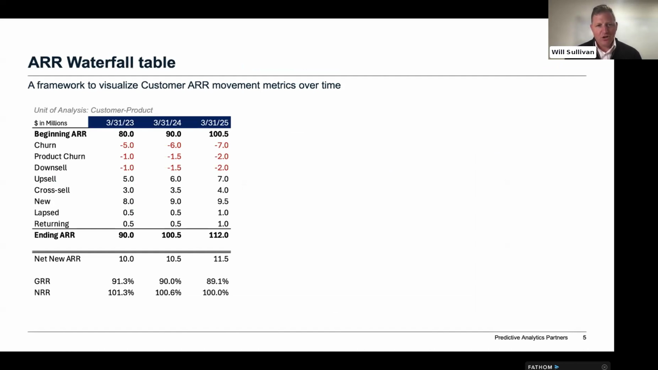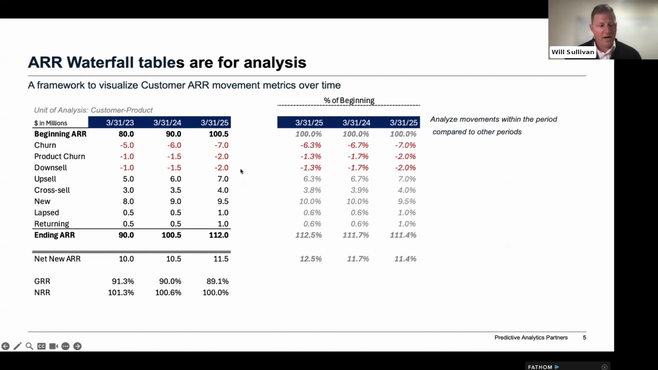However, looking at absolute numbers is difficult, which is why I do the analysis with relative numbers, looking at percentages of the beginning. So this churn is 6.3 because it's 5 divided by 80. That's how you get to this percentage of the beginning, and that makes it much more tangible to look at. But let's go forward. I'll come back to analysis.